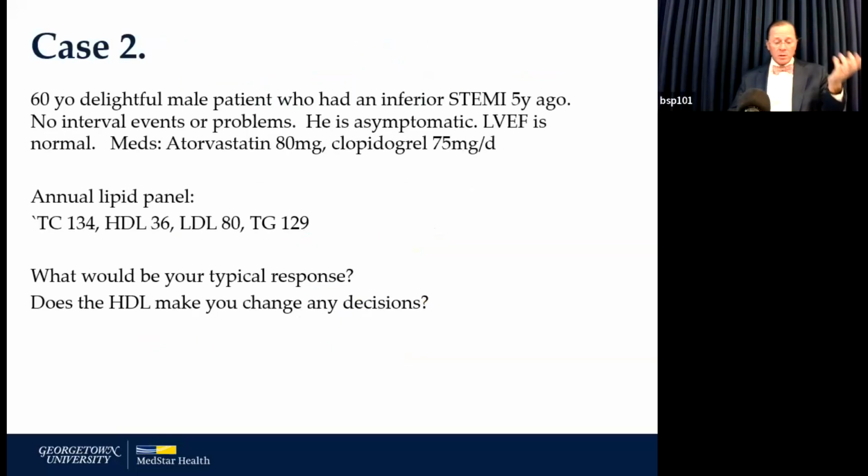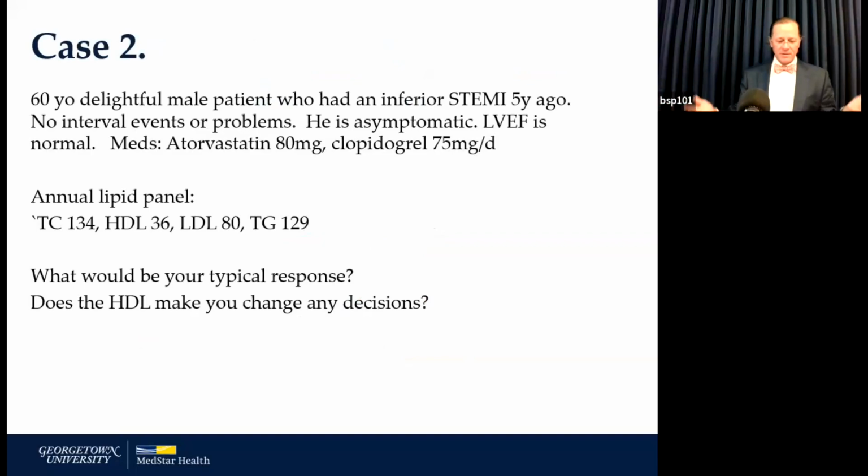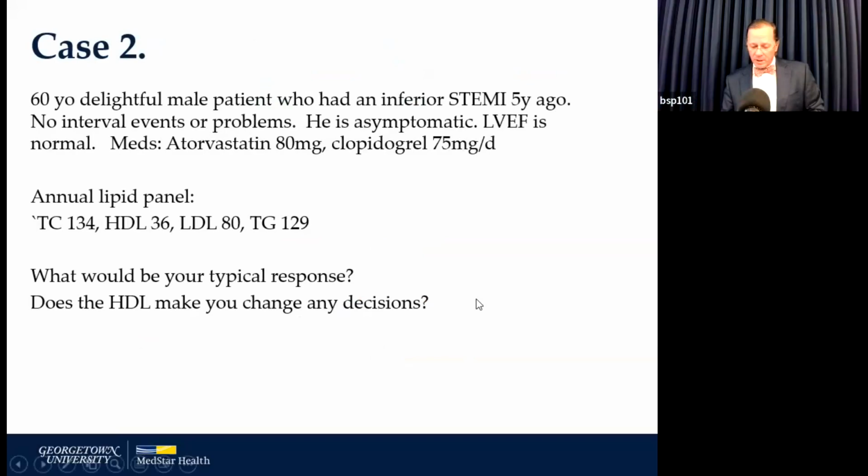about HDL. So imagine a 60-year-old delightful male patient who had an inferior STEMI 5 years ago. He always rebels me with his trips to Wisconsin and the cheese he eats up there, but he says he only does that in the week he's up in Wisconsin. He's had no intervening problems, and he is asymptomatic from a cardiovascular standpoint. His EF is normal. He is on atorva 80, he's on clopidogrel 75. This is his annual lipid profile. His total cholesterol is 134, his HDL is 36, his LDL is 80, and his triglycerides are 129.